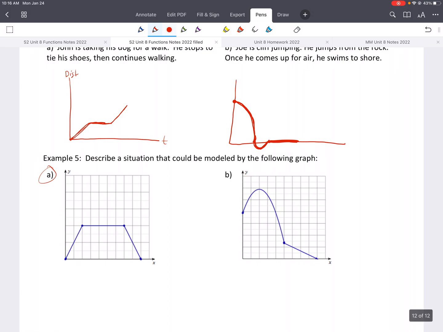This could be very similar to what we did above. Something that's being projected through the air and then comes down and lands and then maybe rolls or something until it stops on the grass or something. I don't know. So something like that could be possible.